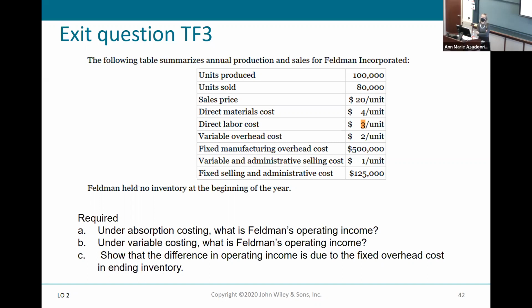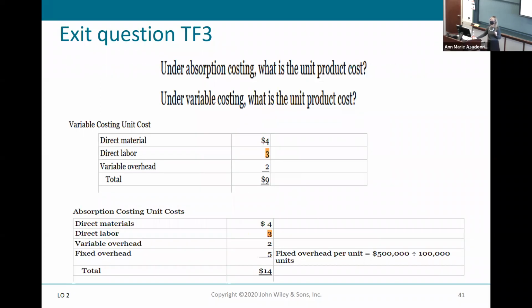The variable selling and administrative cost, would that be included in the variable manufacturing overhead? No, because overhead is a product cost and that's a period cost. So would the only variable production costs be the direct material, direct labor, and the variable overhead? Yes. Yep, period costs are always period costs. It's just fixed factory overhead that is also now a period cost.